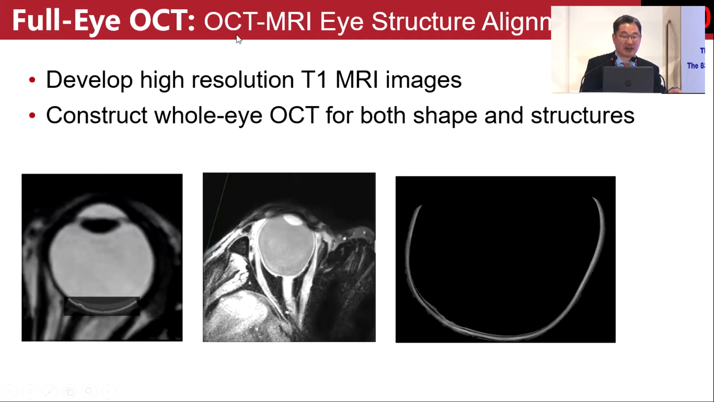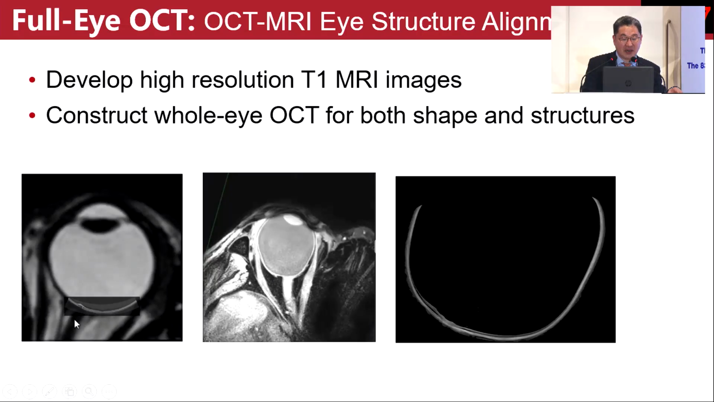So the question is, are we able to combine the MRI ocular shape and the OCT scan? First of all, we developed a high resolution methodology that can collect a high resolution T1 MRI image. You can see the T1 image of the highly myopic eye, and the MRI resolution is much higher than ever before.